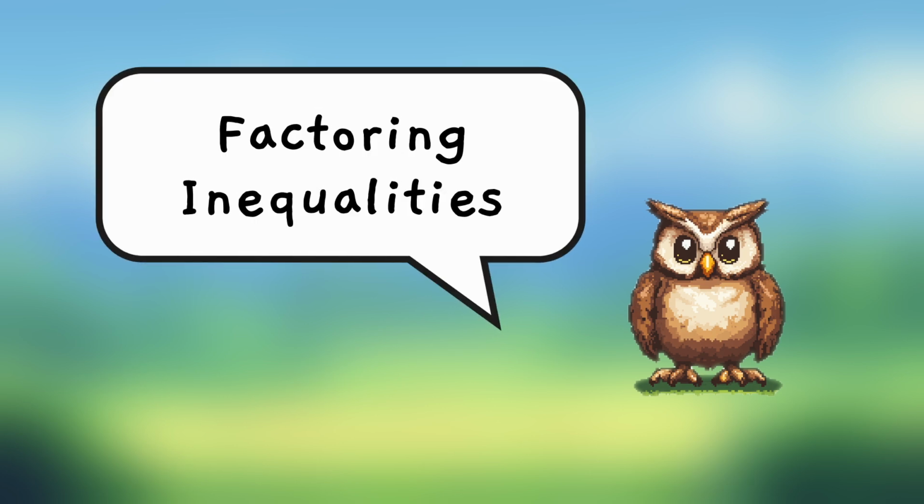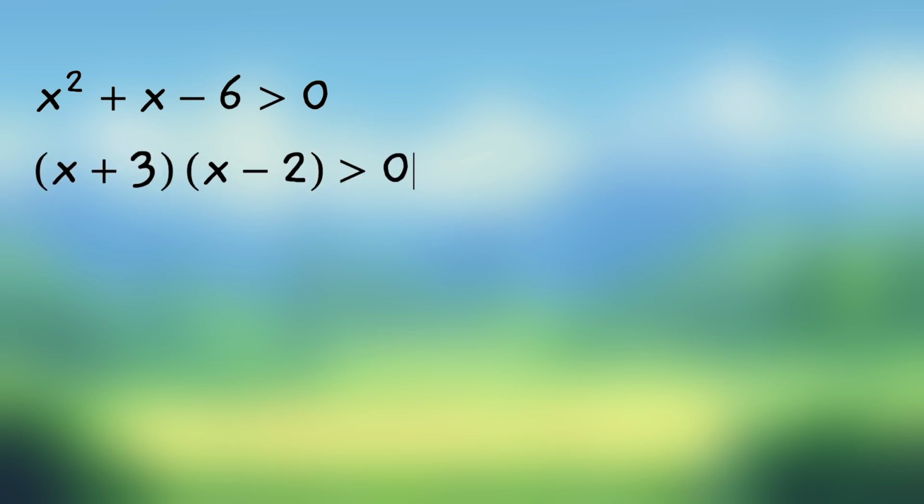Now let's see how factoring helps us to solve inequalities. For this example, we're going to look at the inequality x squared plus x minus 6 is greater than 0. The polynomial on the left-hand side is the one that we factored earlier, and we factored it as x plus 3 times x minus 2. Now, when we were solving equations, we relied on the fact that if a product is 0, one of the factors is 0. With inequalities, we do something different. We look at positive and negative terms.